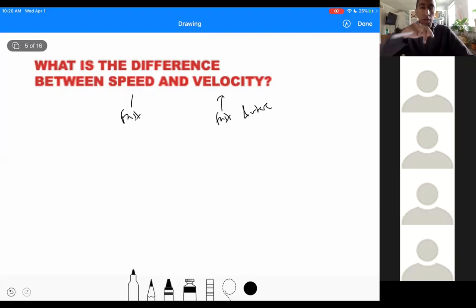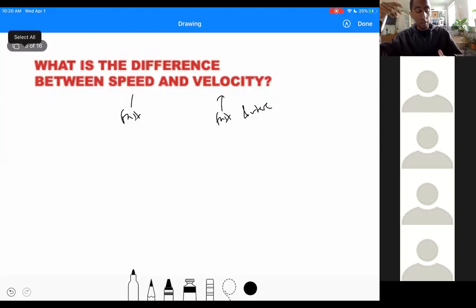All right. Yeah, so the main difference is basically what Maria said, that speed is going to be how fast something is going. So think miles per hour, right? Velocity is going to be how fast it's going, but also the direction component is added to it. So you would say you're traveling at maybe 5 miles per hour east. That would be a velocity because you're including the component of direction.